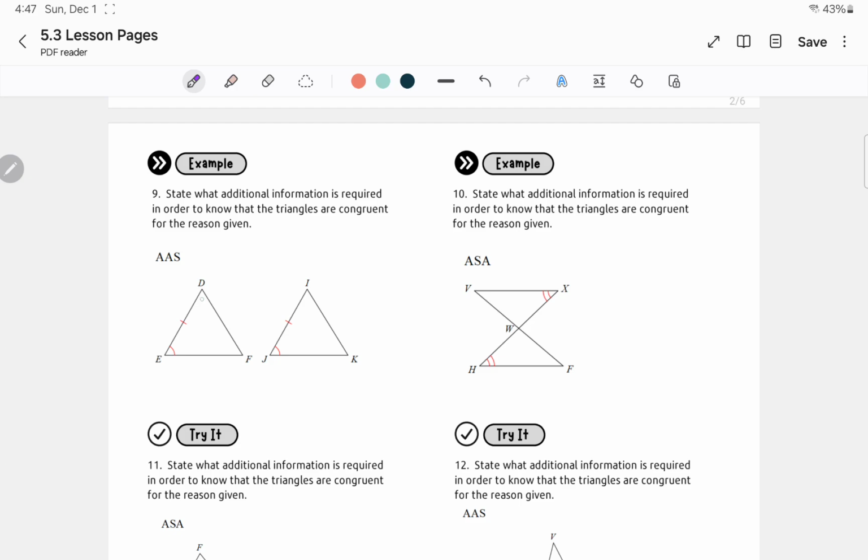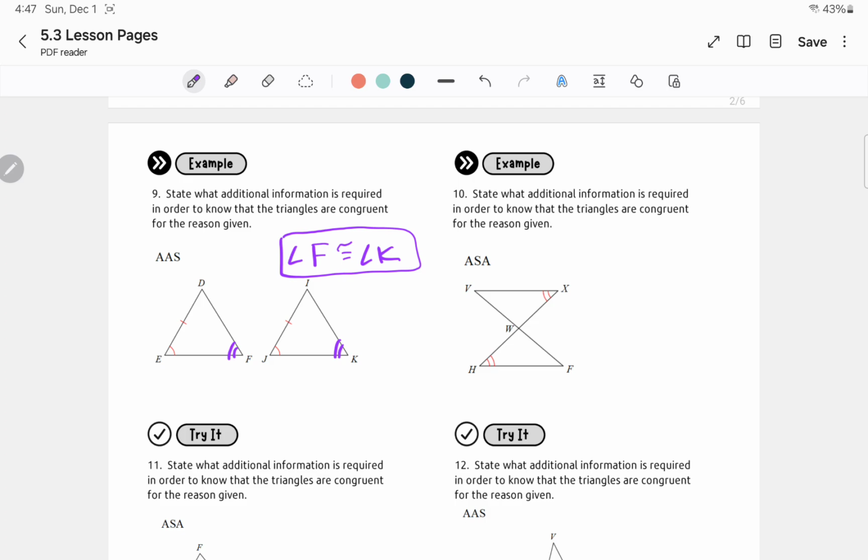It can't be angle D and I. That would make it angle, side, angle. And it's saying what is AAS, angle, angle, side. So it has to be this angle here, angle F and angle K. So angle F has to be congruent to angle K for this to be angle, angle, side, right? Do you see that? If we have 2 angles and the side not in between on both of those, it's angle, angle, side. So it'd have to be angle F is congruent to angle K.